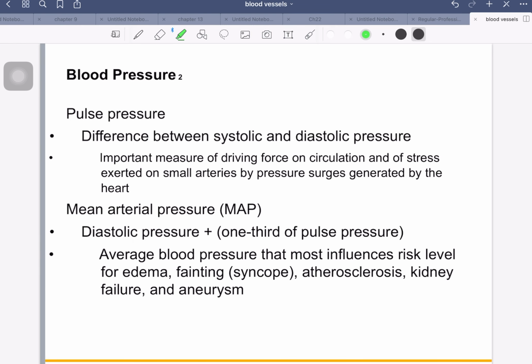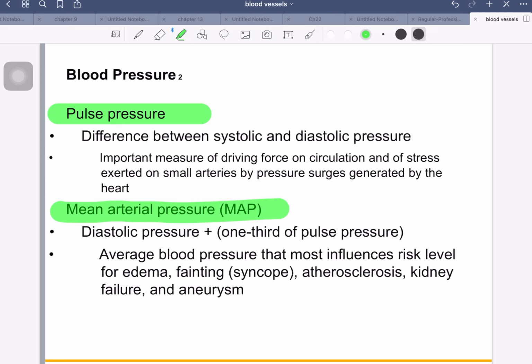There are a few more terms to look at. One is pulse pressure. And pulse pressure is the difference between systolic and diastolic pressure. Now, this is a good measurement to take because it gives you an idea of what is the pressure that's the driving force on circulation, and also gives you some indication as to what's the stress exerted on the small arteries by the pressure surges generated by the heart.